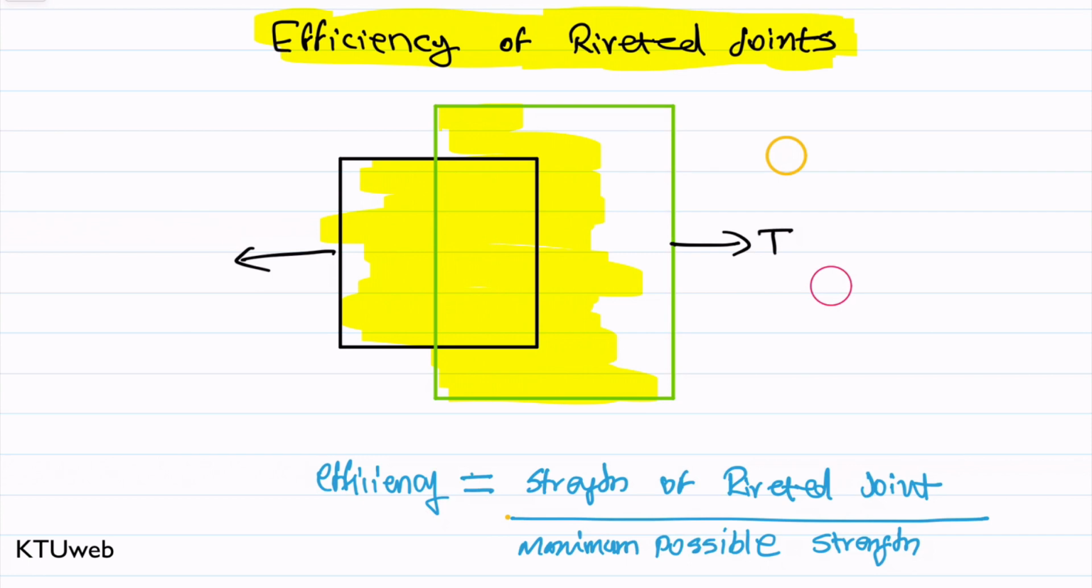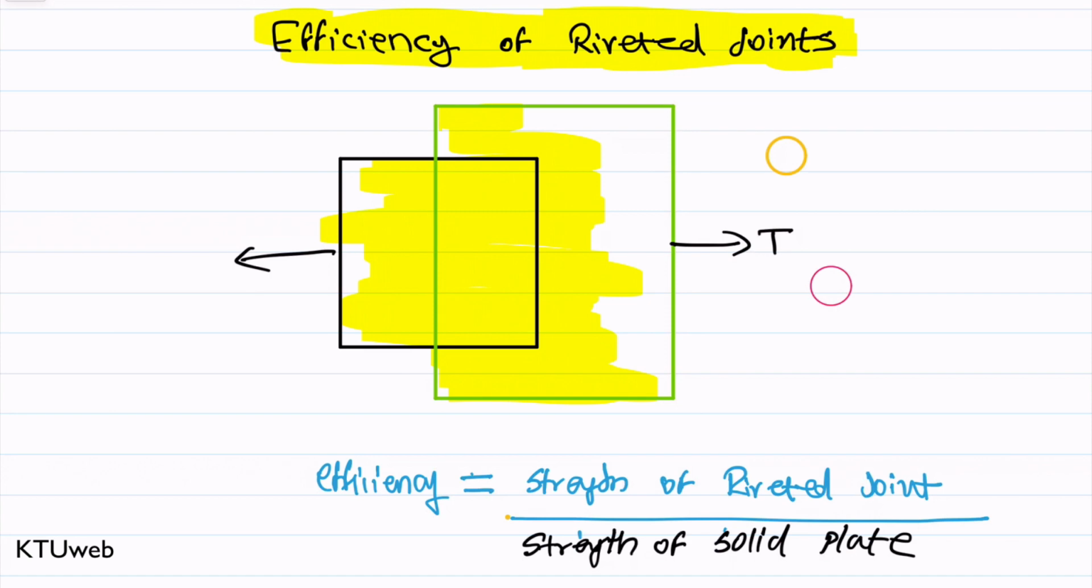That means the maximum possible capacity that you can get from this plate will be equal to the strength of that solid plate without rivets. So here, in the denominator, the maximum possible strength, meaning the strength of the solid plate, is the maximum possible strength that you can expect in a riveted joint.